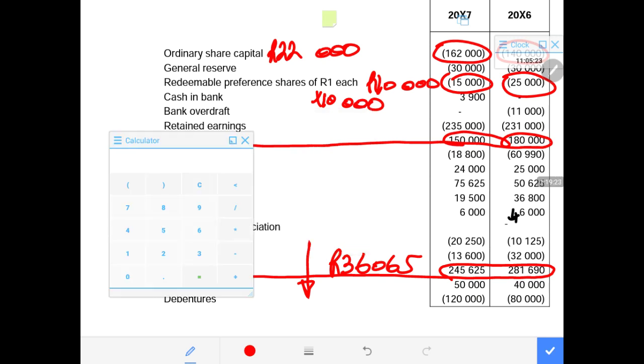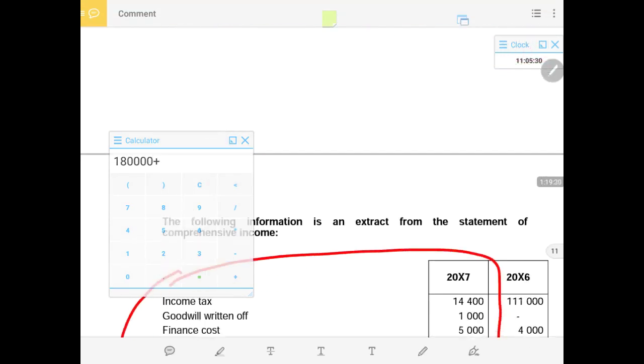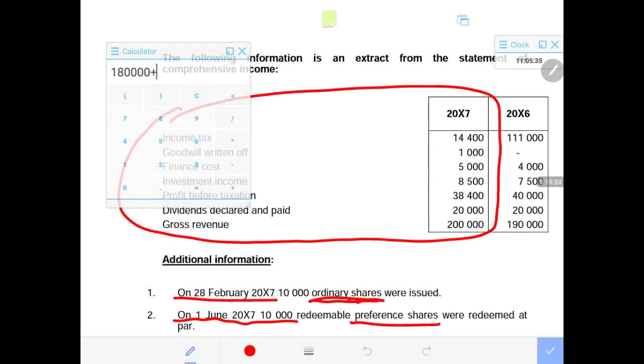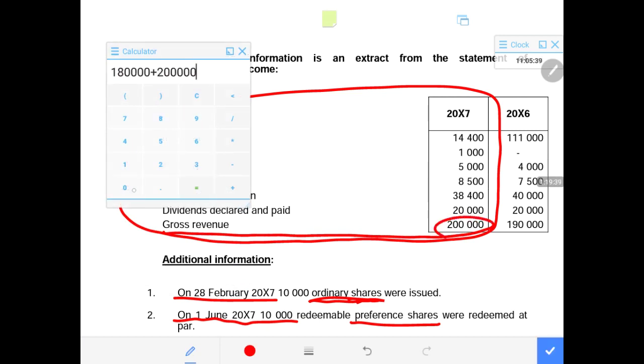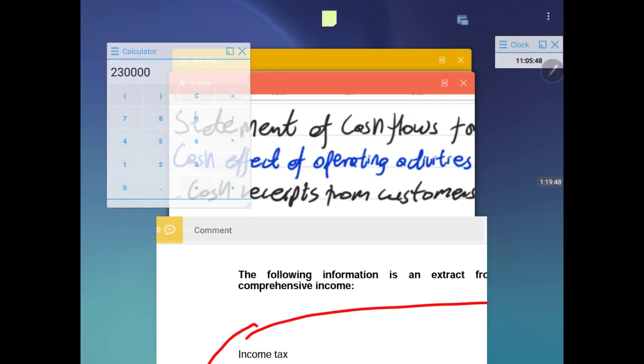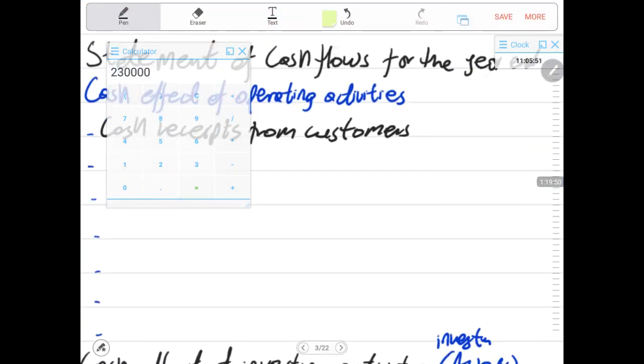Our opening of our debtors, we know that it is an amount of 180,000 rands, plus our sales. Sales will be in the income statement, which is our revenue, which is our sales, 200,000 rands, minus closing of 150,000 rands. Remember, we assume, guys, that all the sales were made on credit. So cash received from customers will be 230,000 rands.